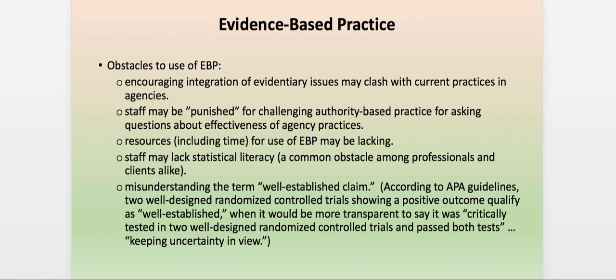Because when you say it's well established, that really takes the uncertainty out of it. And she says we should keep uncertainty in view. Again, go back to that simple sociological tenet about tentative truth. Nothing is certain, and the well-established claim part takes away the uncertainty.